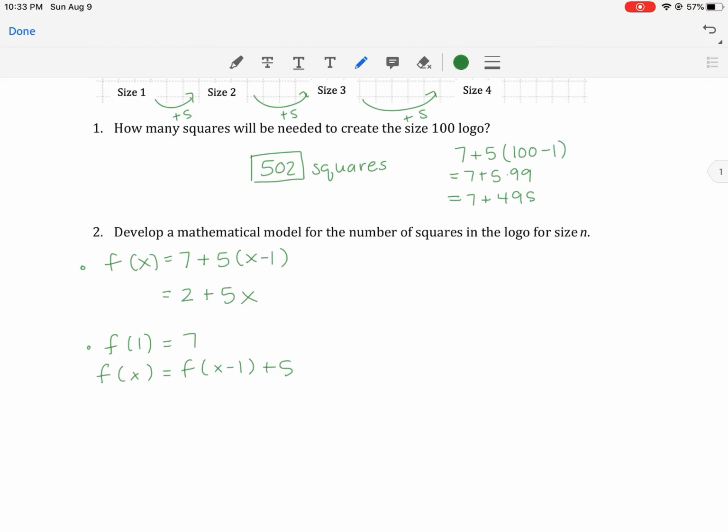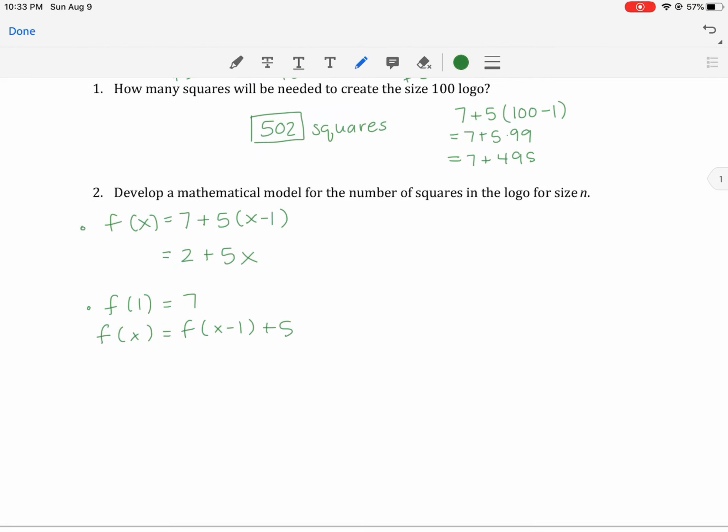You could have done something like a table, right? So a table would have looked something like this. You'd have like the size, and then the number of squares, they said actually, rather than blocks this time. So squares. So you'd have 1, 7, 2, 12, 3, 17, 4, 22, maybe get a little ambitious, you'd be like 5, 27, 6, 32, right?